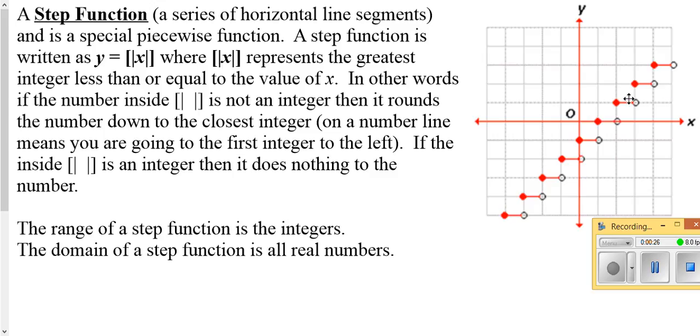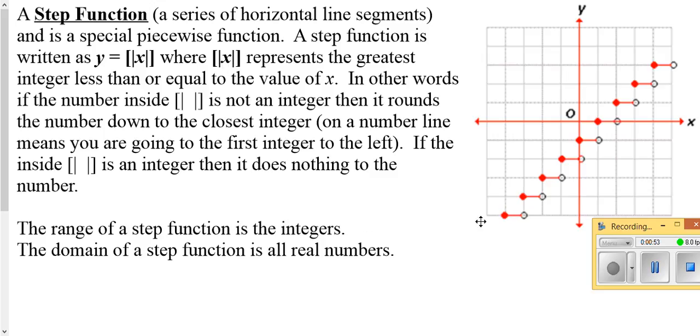Now, a step function is really a special piecewise function. The notation for a step function looks like this. That means whatever is on the inside, we're going to look for the greatest integer less than or equal to that. In other words, we're going to take what's on the inside and round it down to the nearest integer. If it is an integer, we're going to leave it. If it's not an integer, we're going to round it down.